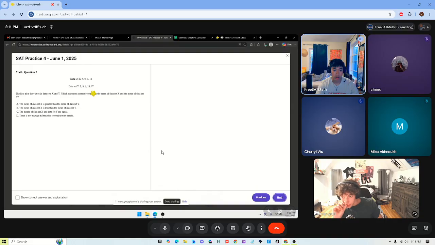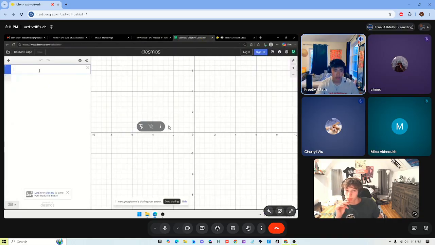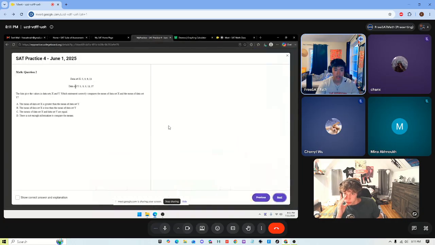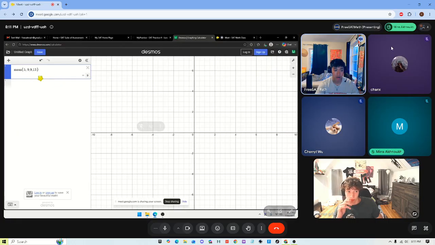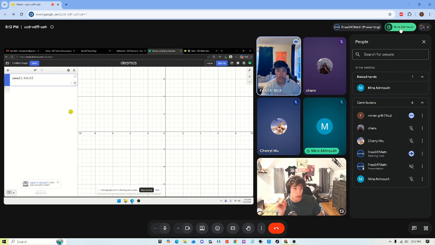For this one, I don't know if you guys know this, but on Desmos, if you type in mean, you can just put in parentheses and then type in the data values, and it would give you the mean. So instead of calculating it yourself by adding them all up and then dividing by 4, it makes it a lot easier.